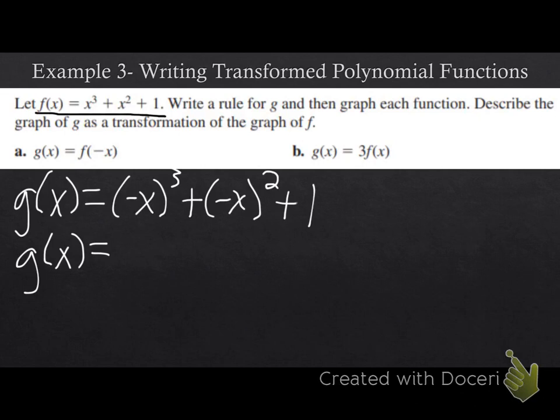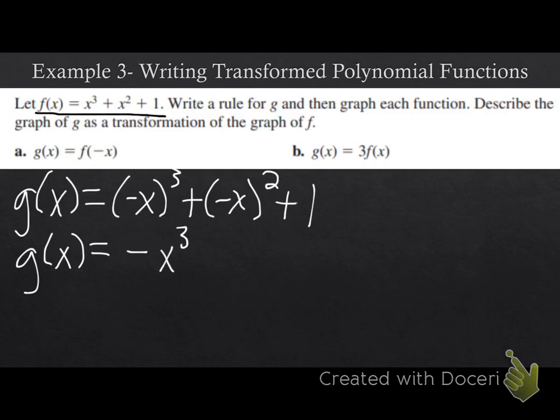Correct? So if I have negative 1x to the third power, what am I doing? Multiplying negative 1x times itself 3 times, right? So negative 1x times negative 1x times negative 1x. Does that make sense? Just negative 1. So what's negative 1 times negative 1? 1. 1 times negative 1. Negative 1. And then x times x times x.